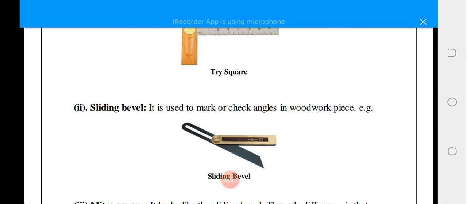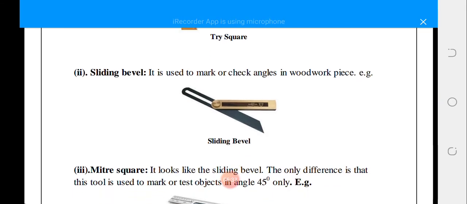Make sure you follow, mark or check angles. It's used to mark or check angles, but not at any specific angle. Do you get? It's used to mark or check angles, meaning the angles can be 30 degrees, 40 degrees, and so on. And this is the diagram for a sliding bevel.